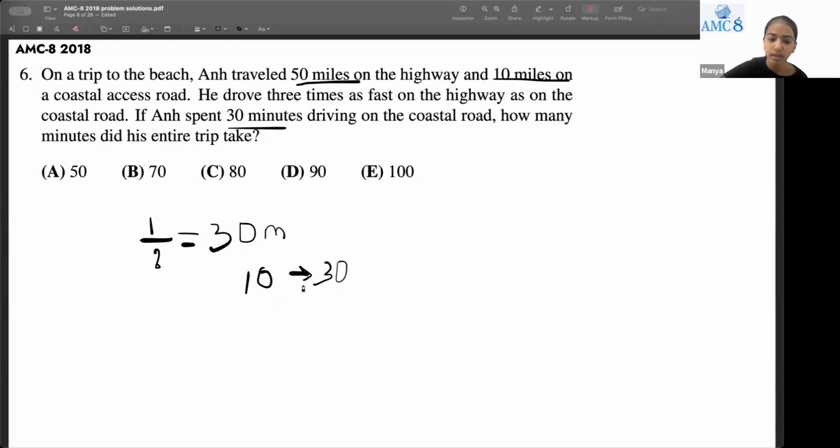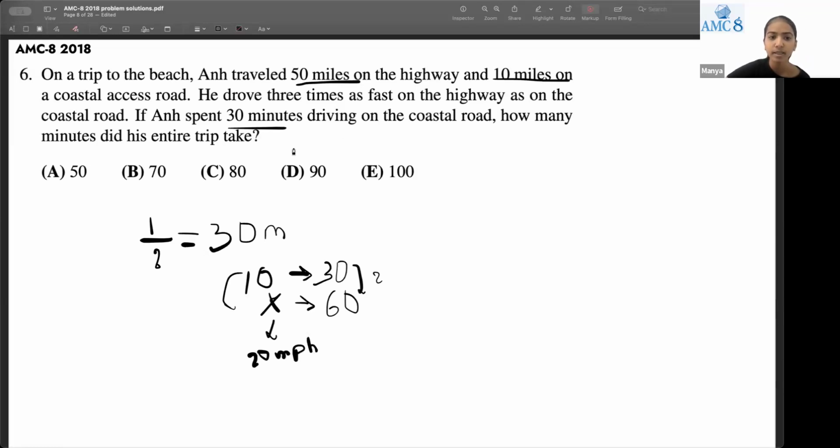So we can do X over 60. Well, what times what gives us 60? 30 times what gives us 60? Well, 30 times 2 gives us 60, and 10 times 2 will be giving us 20. So that means that X is going to be equal to 20. So that means that he drove 20 miles per hour, 20 mph.